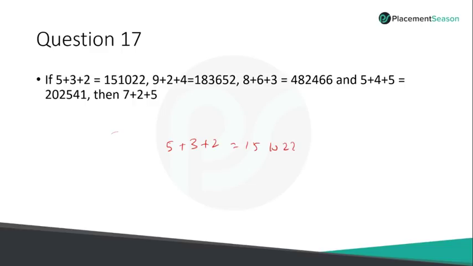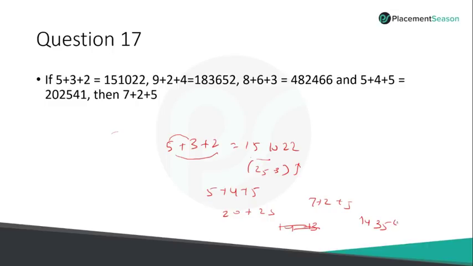So this is 5 into 3, 15. And 5 into 2, 10. Adding these two, 25, minus the central term is 22. In a similar way, you have to find out 7 plus 2 plus 5. So it is 14, 35. Adding these two, 49, minus 2, 47. So this is the final easy one.